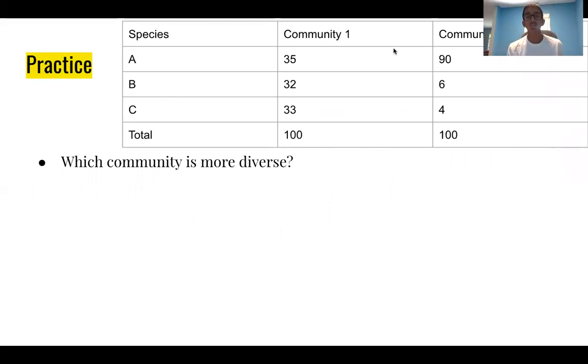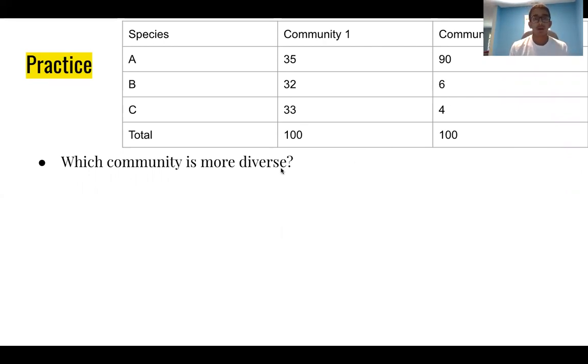Community 1 has 35 of species A, 32 of species B, and 33 of species C. Community 2 has 90 of species A, 6 of species B, and 4 of species C. From the looks of it, we can already decide that community 1 is more diverse. But in order to prove this, we can use the Simpson's Diversity Index.